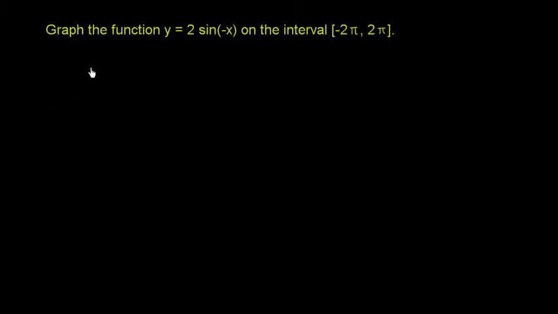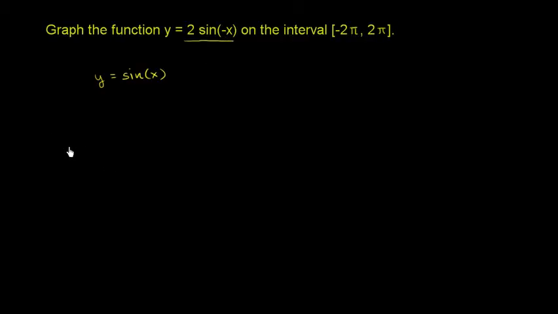We're asked to graph the function y is equal to 2 sine of negative x on the closed interval, so it includes the endpoints, negative 2 pi to 2 pi. So to do this, I'm first going to graph the function y is equal to sine of x, and then think about how it's changed by the 2 and this negative in front of the x right over here.